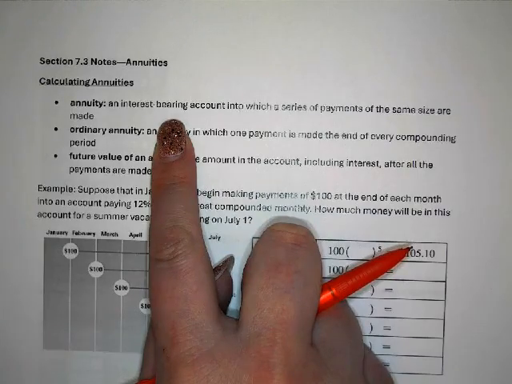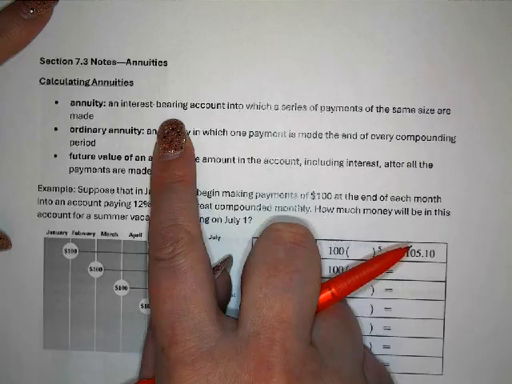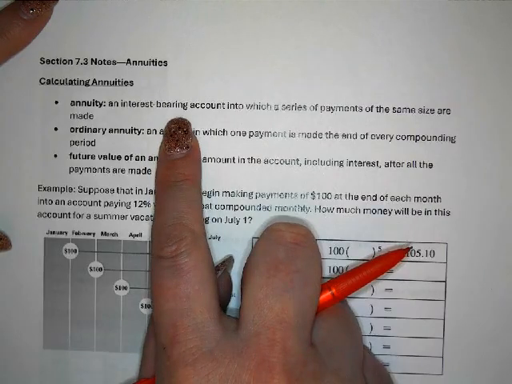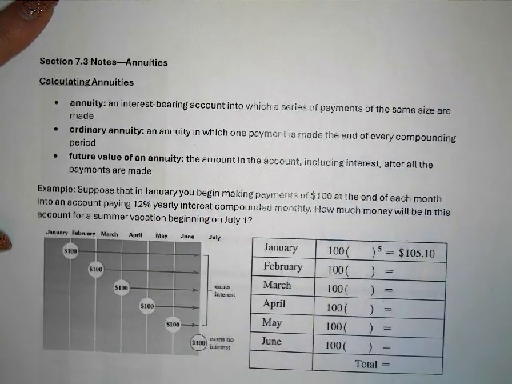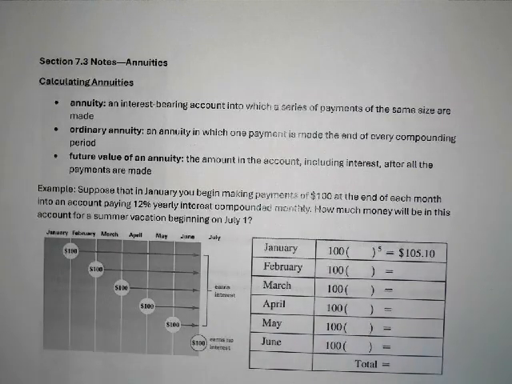So before, we've been calculating interest and things like that, but we've been talking about accounts where money was put into the account and then sits there. So here in annuities, money's going into accounts, but a series of payments are being made into the account to help that account grow.